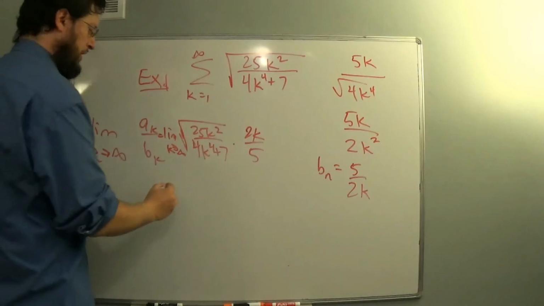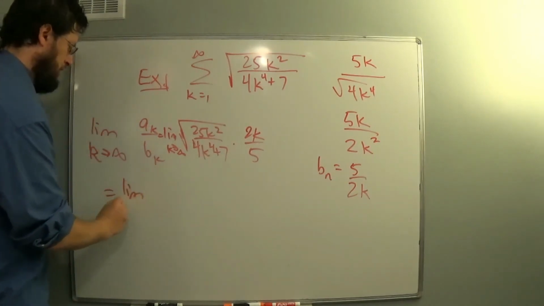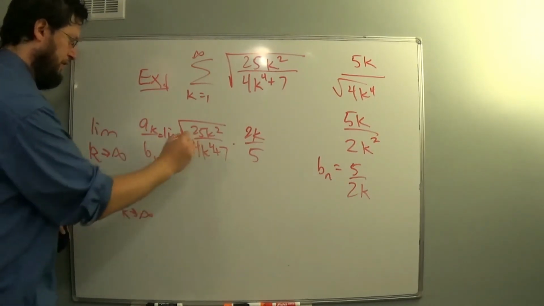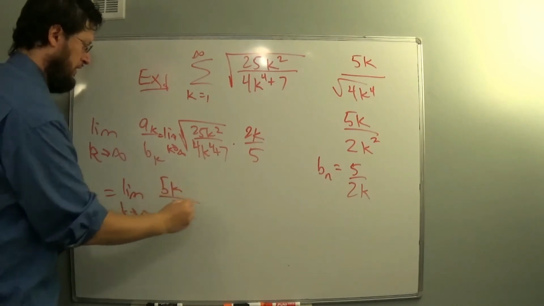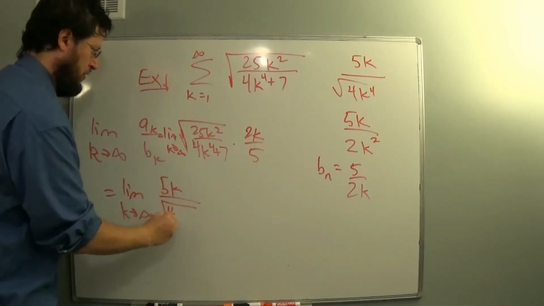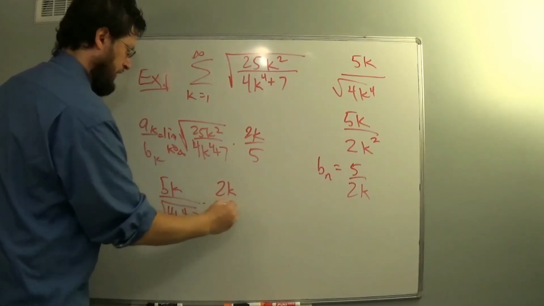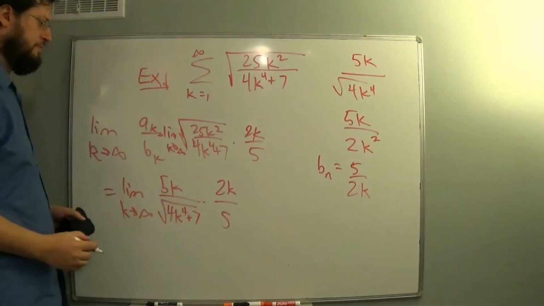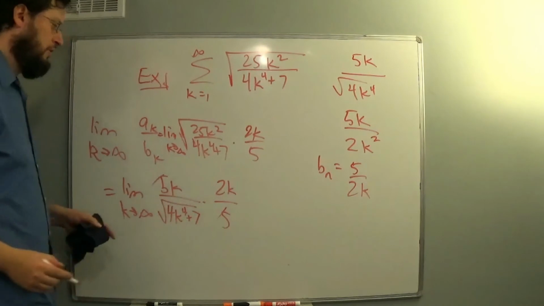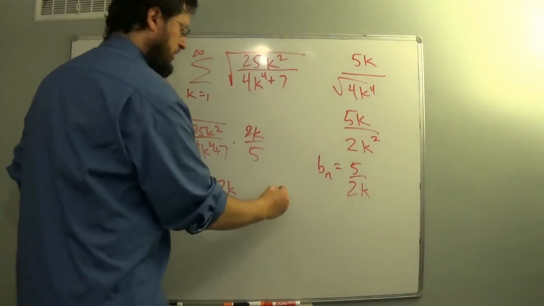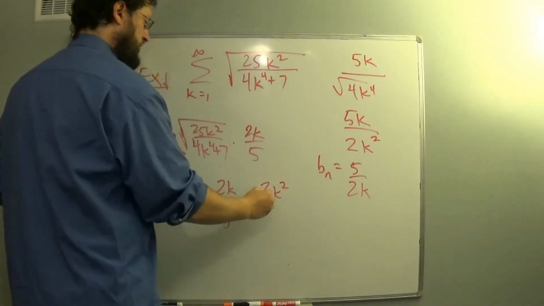Well, the numerator here is easy. That's 5k. The denominator is still going to be our 4k to the fourth plus 7. That's 2k, and that's 5. So the 5's will cancel. So this is k squared. The numerator looks like k squared with a 2.